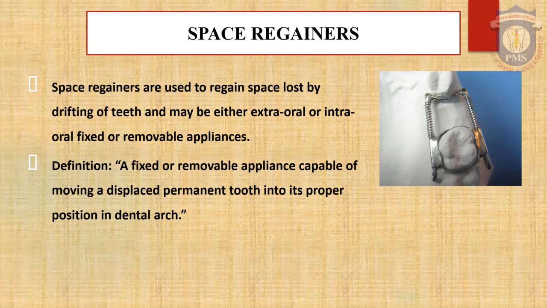Now we will discuss space regainer. As we discussed, these are used to regain the space that is lost by the drifting of the teeth and may be either extraoral or an intraoral fixed or removable appliance. By definition, it is a removable or fixed appliance capable of moving a tooth that is displaced into its proper position in the dental arch.